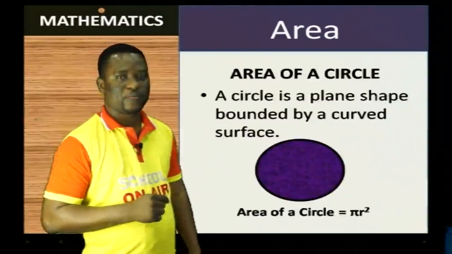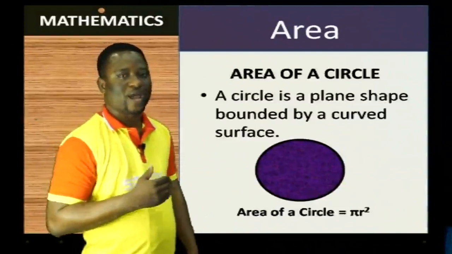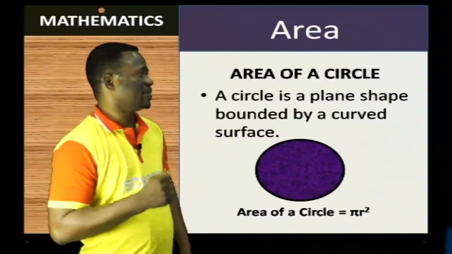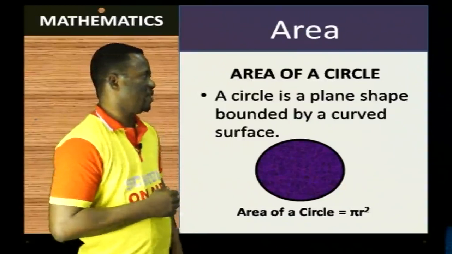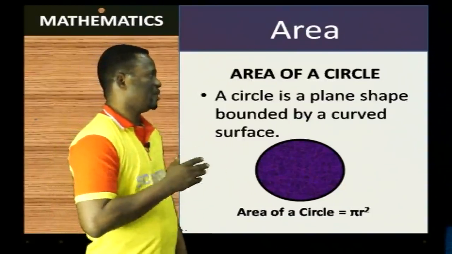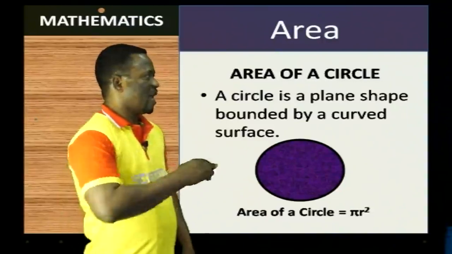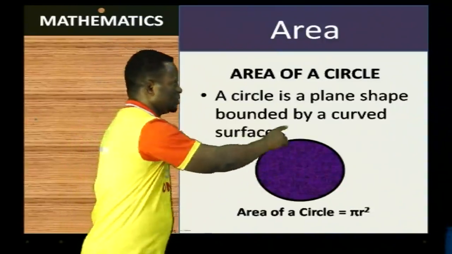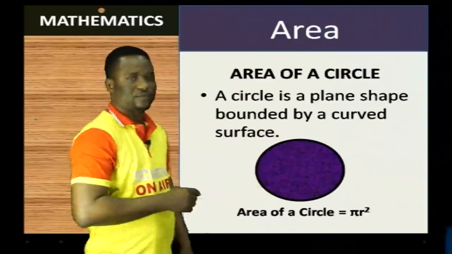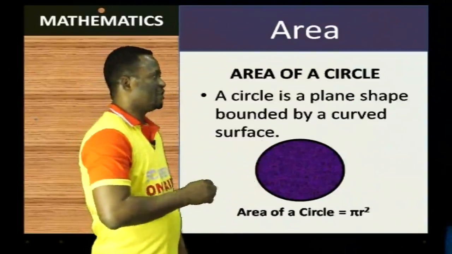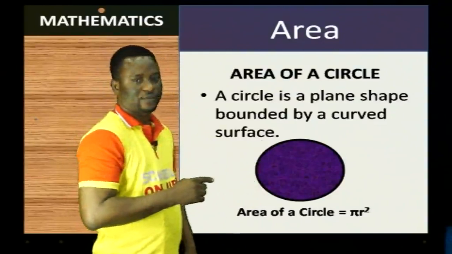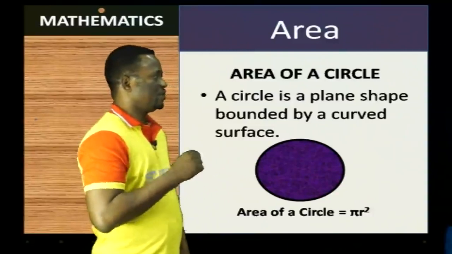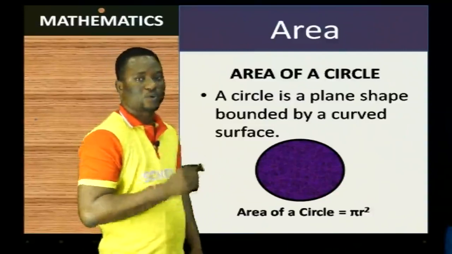Now we want to consider the types of plane shapes we have. So I want to start with a circle. What is a circle? A circle, as you can see on the screen, is a plane shape bounded by a curved surface. If you look at the diagram on the screen, you will see that the edge of this diagram is curved. That's why it is defined as a shape that is bounded by a curved surface. Every part of it is curved. Then, the area of a circle is given by the formula pi r squared.